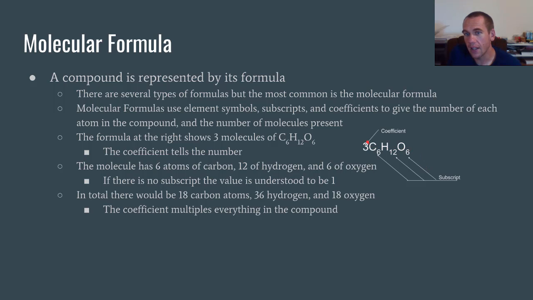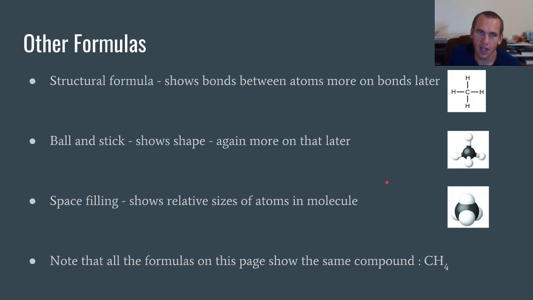These coefficients only multiply the molecule they're with, so later we'll see chemical equations where we have multiple molecules that are reacting. This molecular formula is a representation of a compound, but there's more than one way to represent a compound. These are other formulas. This is a structural formula. It shows the elements in the compound represented as symbols, and then it shows lines that show how the elements or the atoms are bonded together.